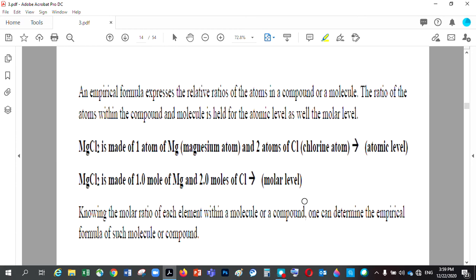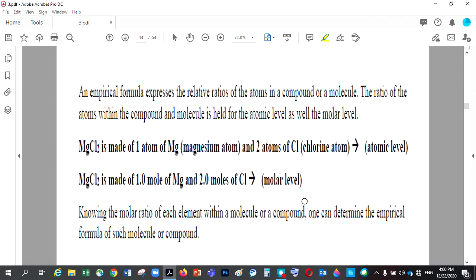So now, this is very comprehensive coverage of empirical formula. So let's go together and look at this empirical formula. What is really empirical formula? Empirical formula is not like the normal structural formula. It is different from the normal molecular or condensed structure or Lewis dot structure. It's totally different. Empirical formula expresses the relative ratios of atoms within a compound or molecule.